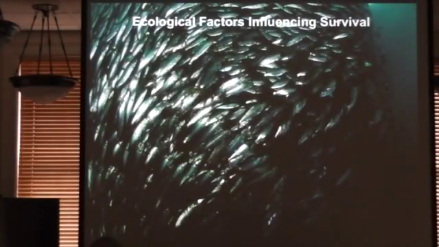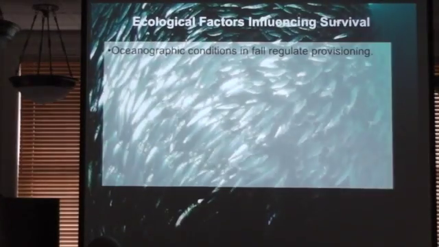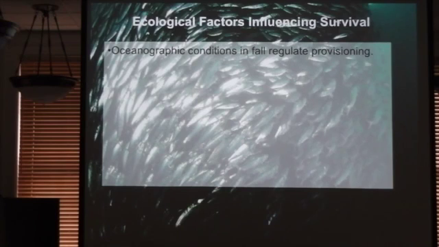So kind of the conclusion, sort of a wrap up here, on the ecological factors that we think are influencing juvenile herring survival. One thing is that oceanographic conditions in the fall are probably playing a really important role in regulating the provisioning of the fish.